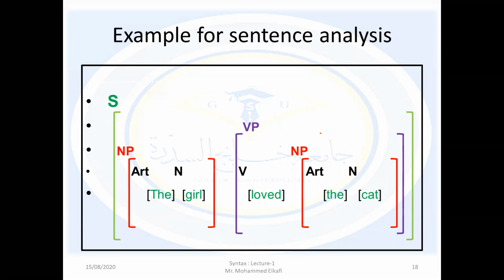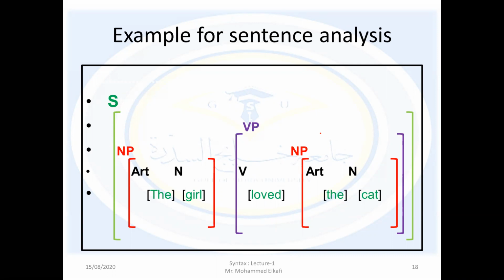Then we'll find noun phrase and verb phrase. And inside the verb phrase, we'll find verb plus noun phrase, and inside the noun phrase we'll find article plus noun, and inside the other noun phrase we'll find also article plus noun. So this is known as labeled and bracketed analysis.